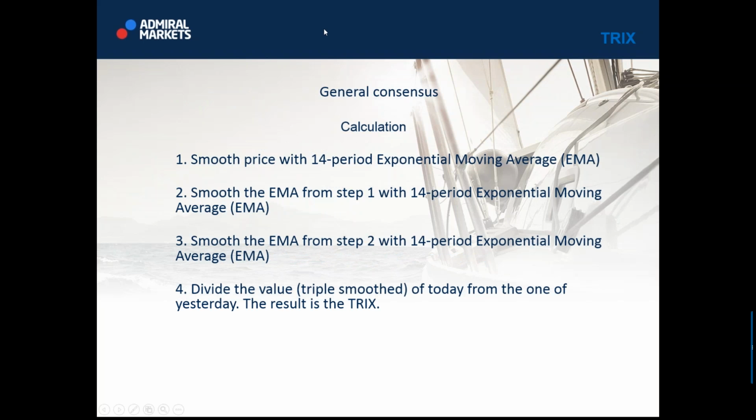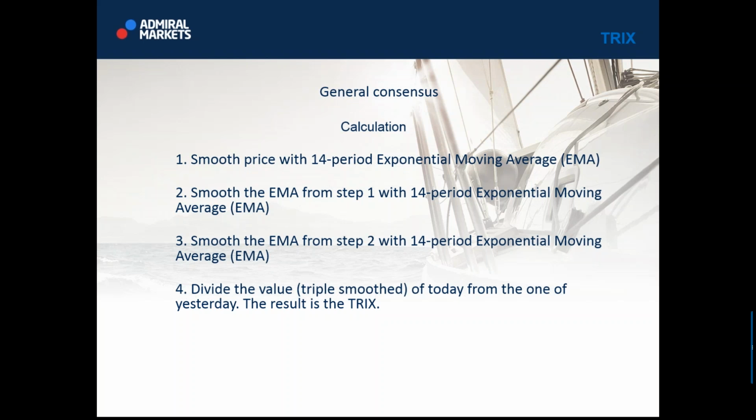Now, the general consensus behind the Trix indicator is that Trix is basically a smoothed price with a 14 period exponential moving average, or EMA. Also, this is how it's calculated. Some people use a 14 period exponential moving average, some people use other periods, but let's say this is the general consensus behind the Trix calculation. So it's a smoothed price with a 14 period EMA.